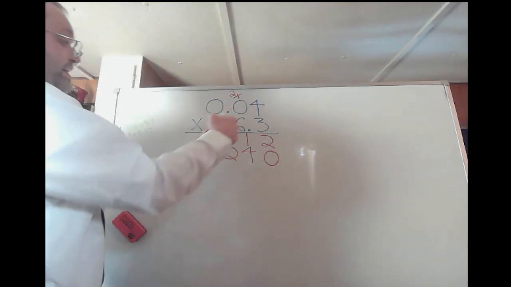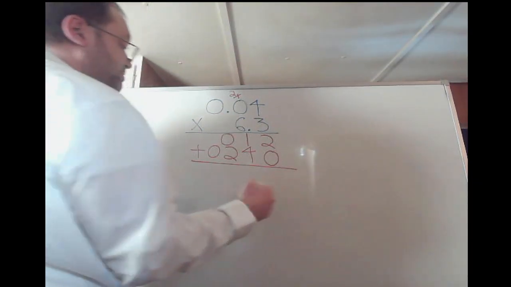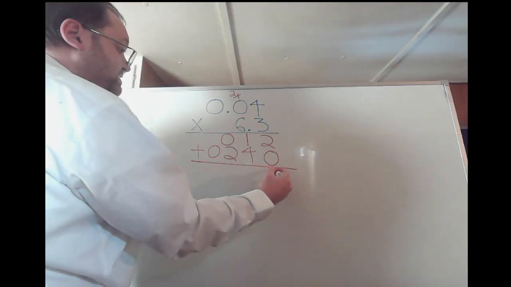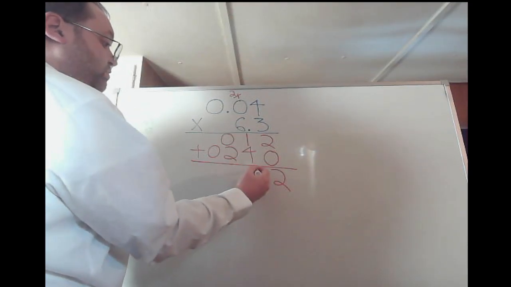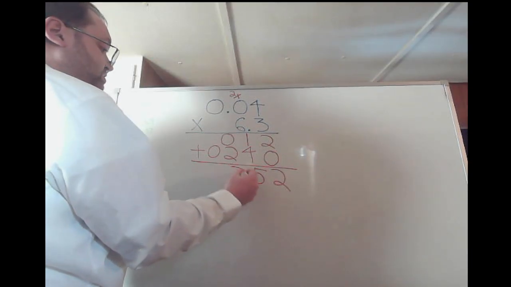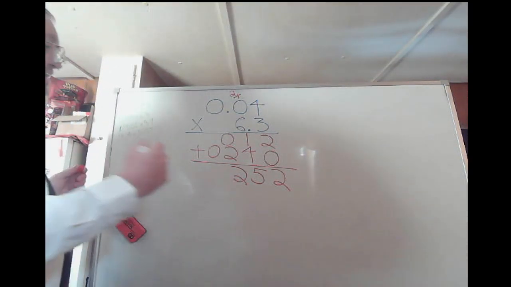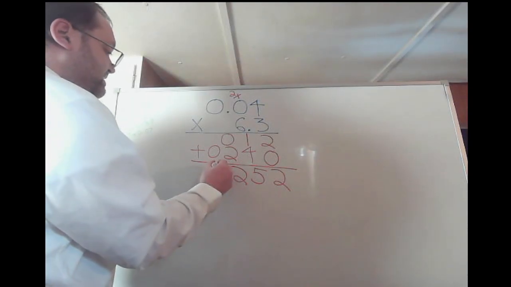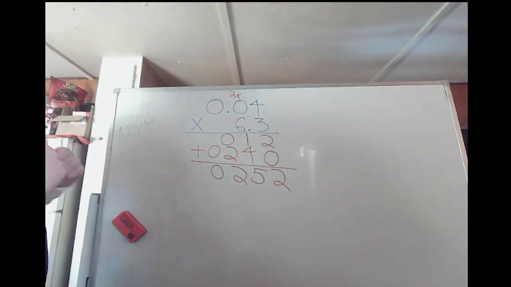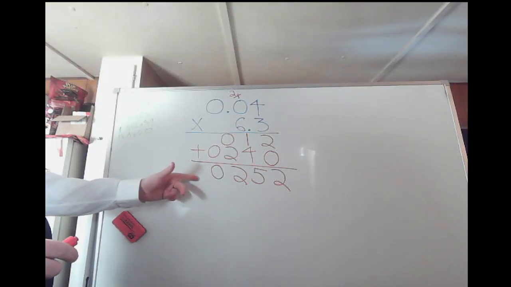Now that you've answered both of the numbers in the second term, you can go ahead and add all these up. 2 plus 0, well that's 2. 1 plus 4, that's 5. 0 plus 2 is 2. 0 plus 0 is 0. We don't necessarily have to write it, but we can write it. I'm going to write it. There's a reason why.